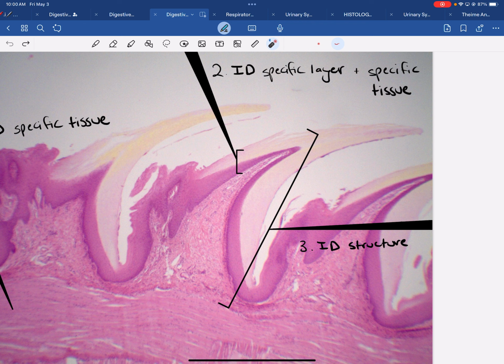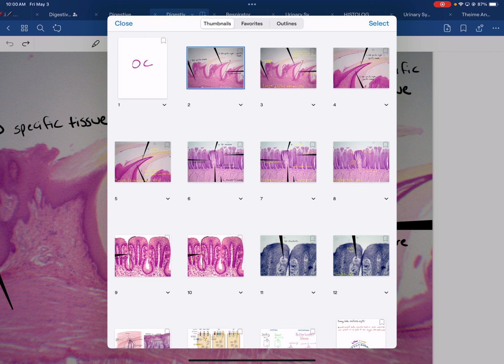What's the function of a filiform papilla? Good, grip, to increase the contact surface area between the tongue and the bolus of food. Yes, good. That's why the epithelium is keratinized stratified squamous epithelial tissue, because it's experiencing a lot of friction. All right.